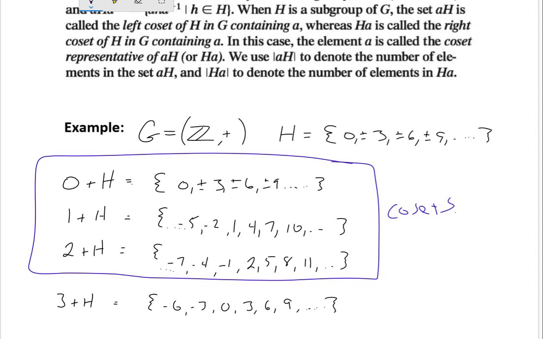So as a result, we will often use notation for these. We'll call this one 0 bar, or 1 bar, 2 bar. And that 0, 1, and 2 are the representatives of that coset. We could pick any number in it. So 0 bar could be the same thing as 3 bar or 6 bar or whatever.